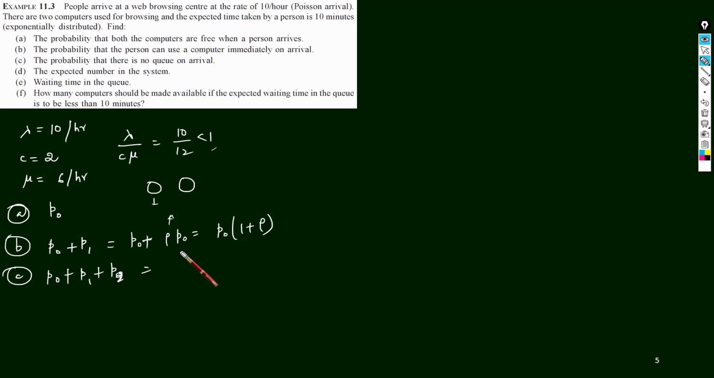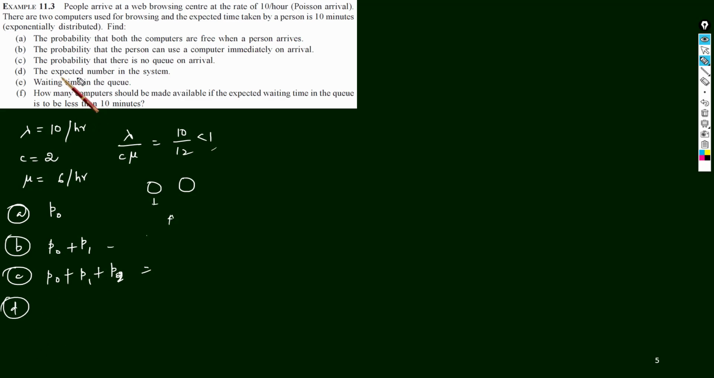Clear? So this expression, oh sorry, this will not be rho into P naught. There is an expression for Pn, and we have to use that one. So this will not be it. We need to go for another expression. Anyway, we'll solve it, and this will be the equation.